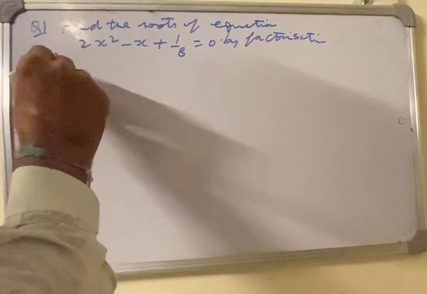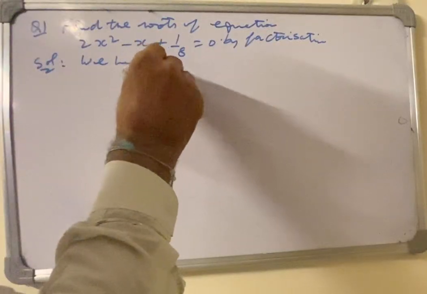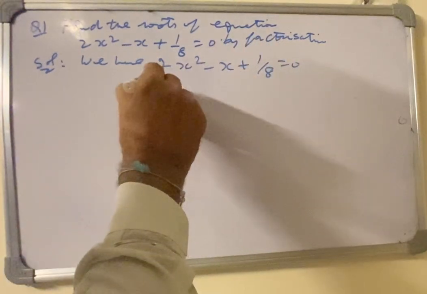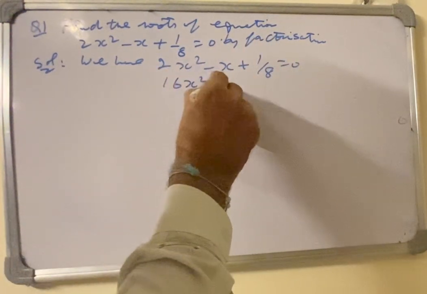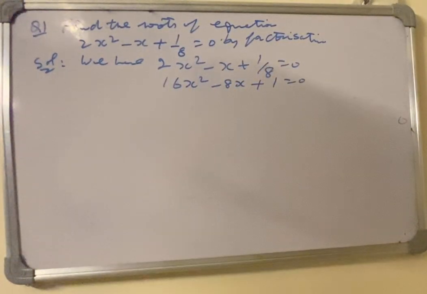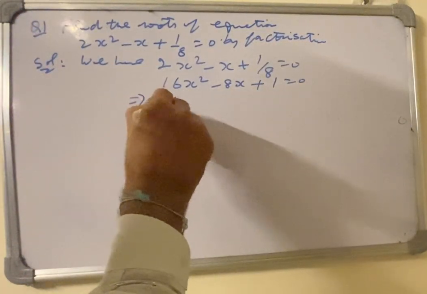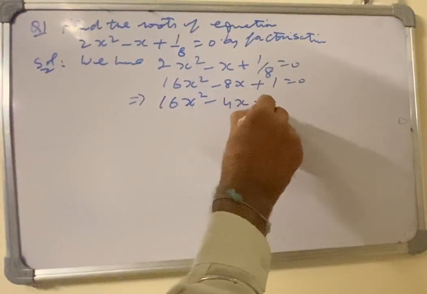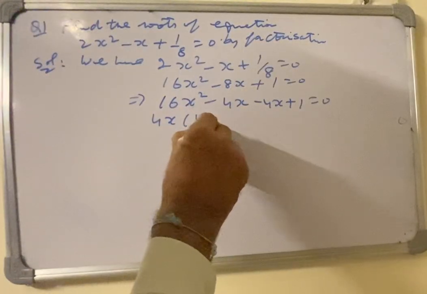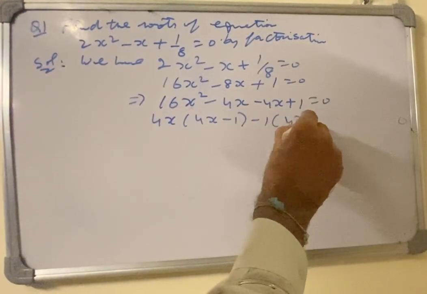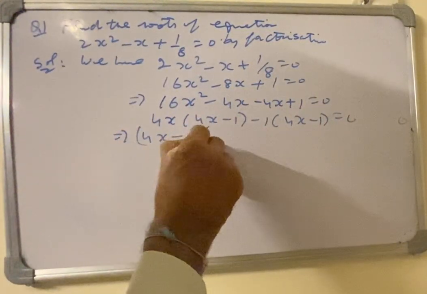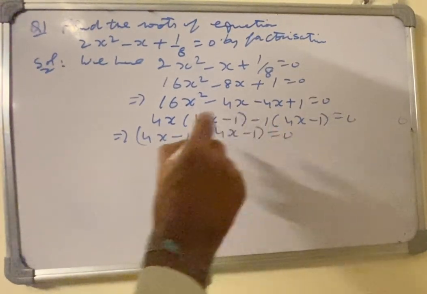Solution, we have 2x squared minus x plus 1 over 8 is equal to 0. Taking LCM, 16x squared minus 8x plus 1 is equal to 0. So we can factorize this: 16x squared minus 4x minus 4x plus 1 is equal to 0. 4x common, 4x minus 1 common, 4x minus 1 into 4x minus 1 is equal to 0.